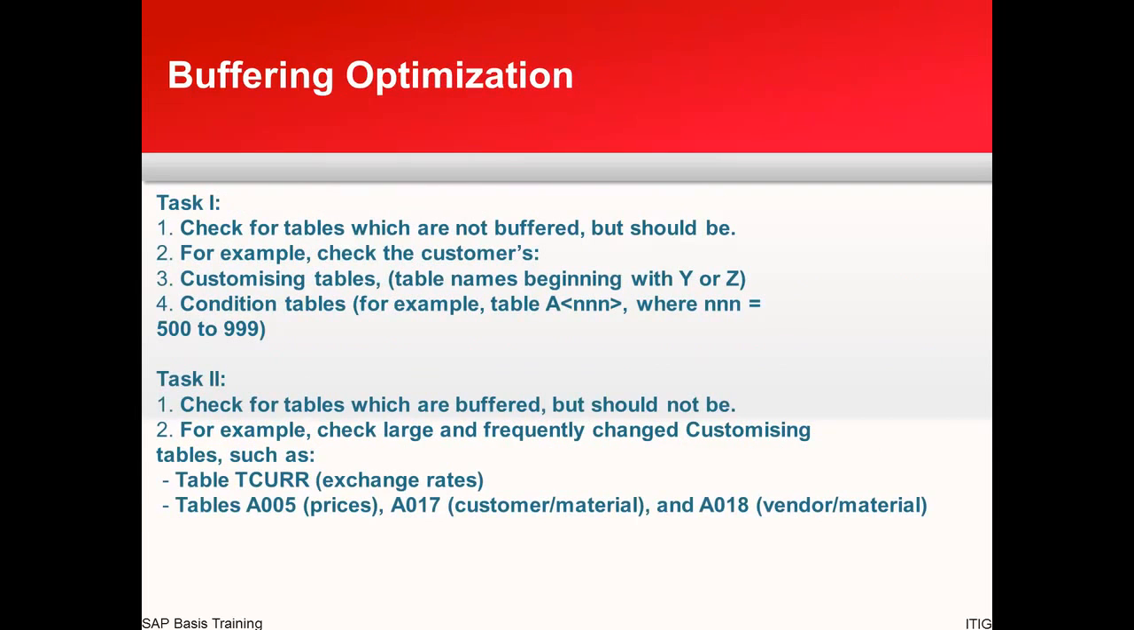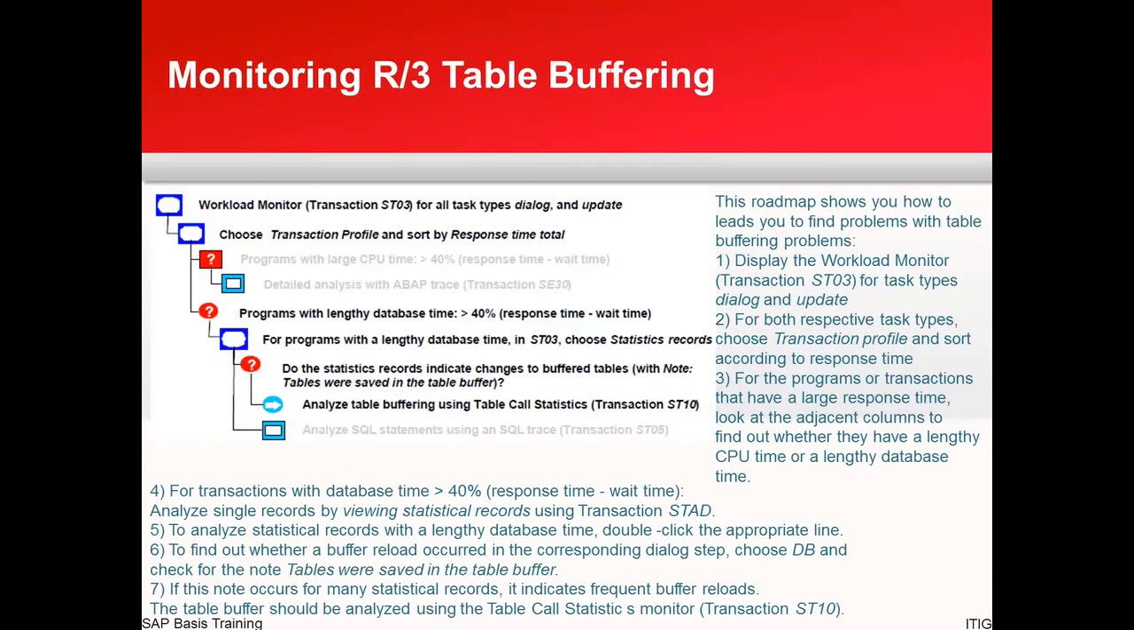Next is buffer optimization. There are a couple of techniques where you can find out what should be buffered and what should not be buffered, and this particular monitoring tab will give you some idea about the buffering. This roadmap shows you how to find problems with table buffering.